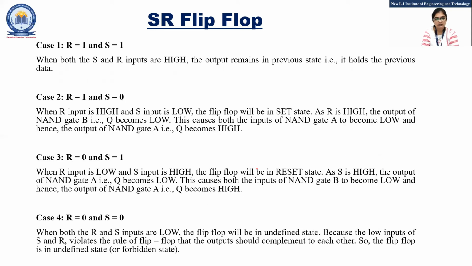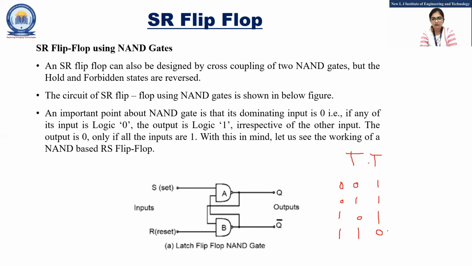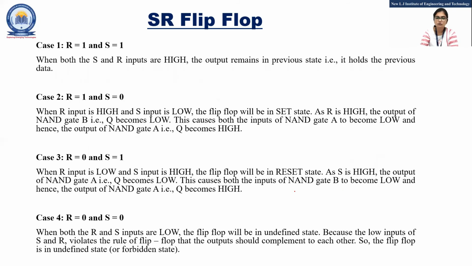In case 1, R is equal to 1, S is equal to 1. I am taking the last case, that is both inputs are 1. So the output remains in previous state. Why? Because you know that whenever both inputs are 1, there is no change in the output. Means the circuit will hold the data.